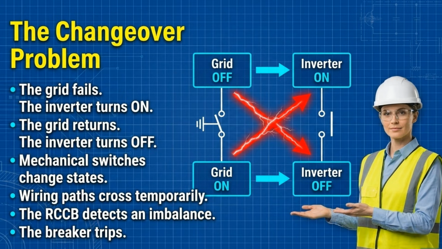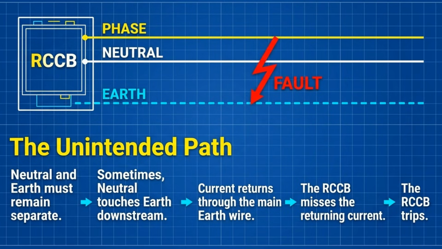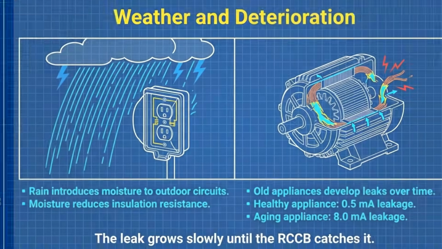During a changeover from backup power back to grid, mechanical switches may momentarily cross wiring paths, causing the RCCB to detect an imbalance and trip. If a neutral wire accidentally touches an earth wire downstream, current returns through the earth path, causing the RCCB to miss the returning current and trigger a trip.